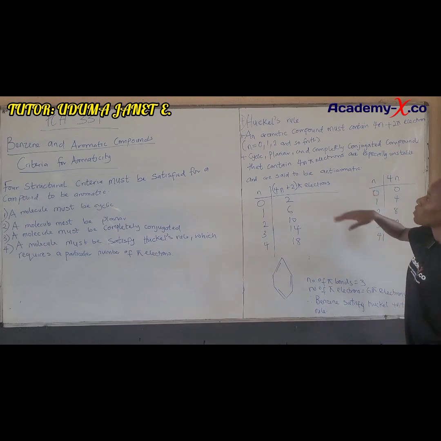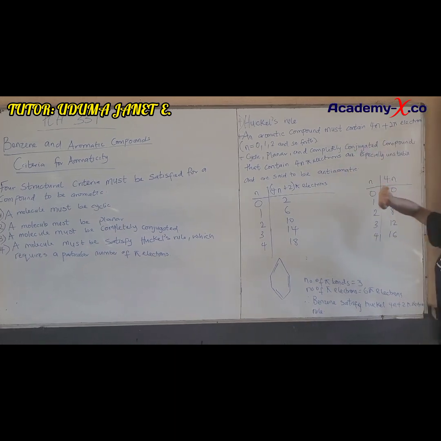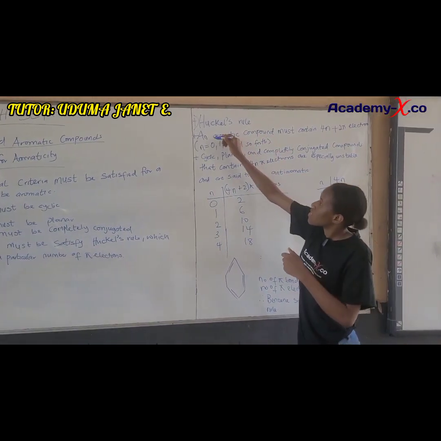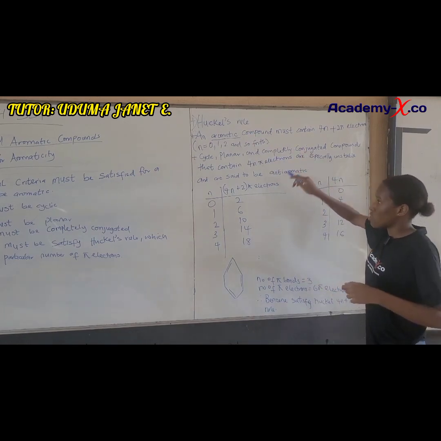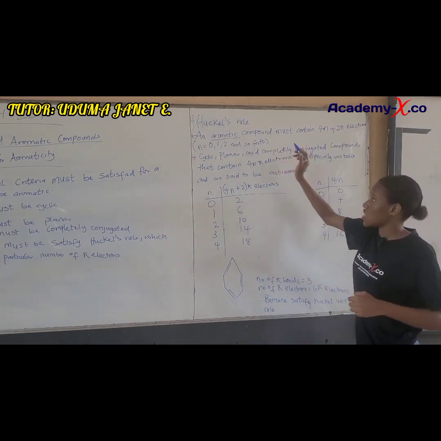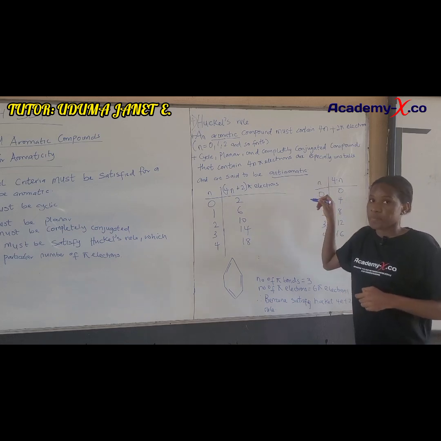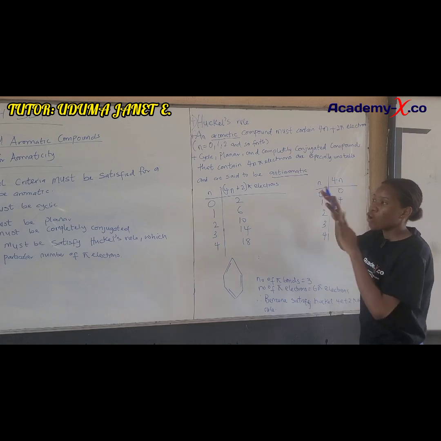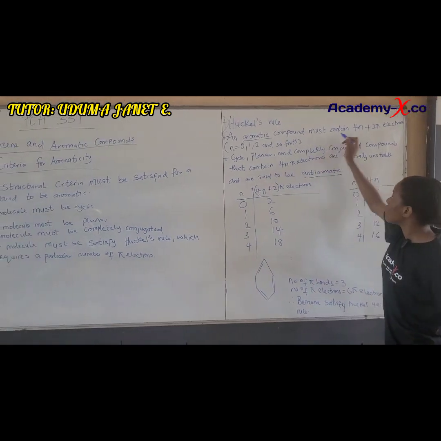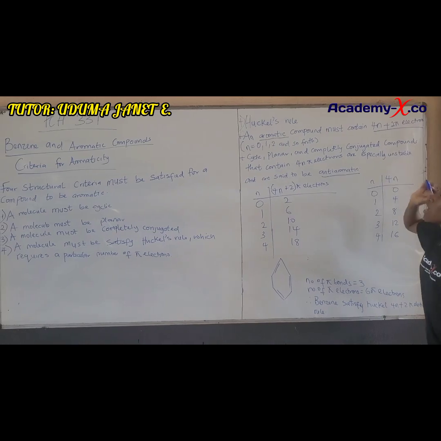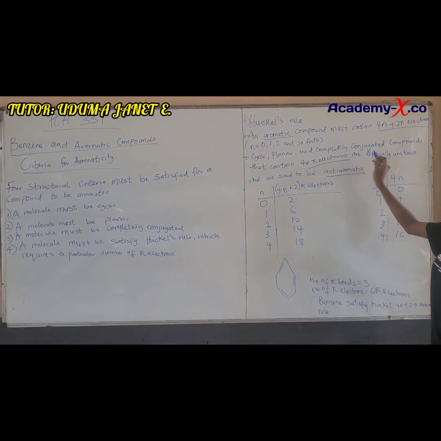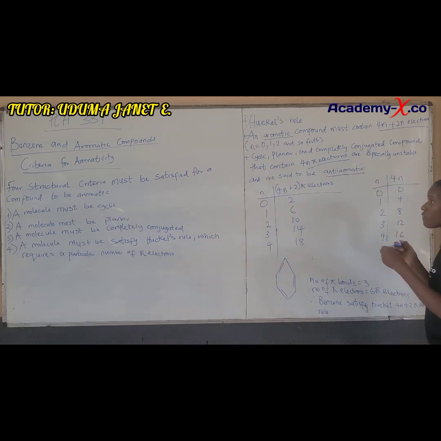So if a molecule satisfies 4n plus 2 pi electrons and the other criteria, it is said to be aromatic. But if it satisfies 4n pi electrons plus the 3 other criteria, it is said to be anti-aromatic. So we have aromatic and anti-aromatic. Aromatic satisfies all 3 criteria plus the 4n plus 2 pi electron criteria, while anti-aromatic satisfies the 3 criteria plus the 4n pi electron criteria. So now let's look at what this 4n plus 2 pi electrons and 4n criteria means.